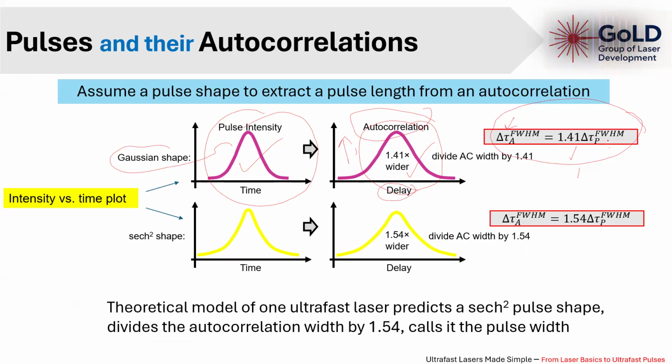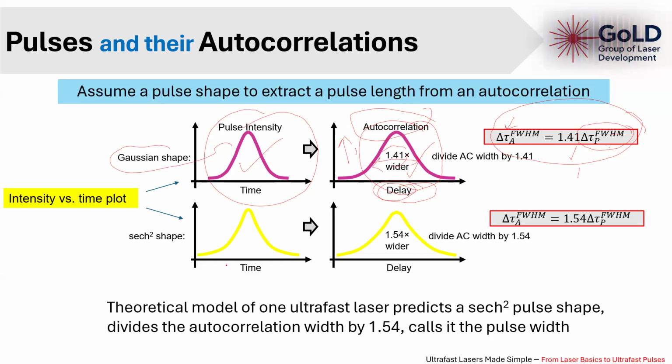Okay, and this one is the full width half maximum of this plot. Take the full width half maximum of this one and multiply by 1.41, so it will give you the value of the delay time, and that would be the pulse duration of the pulse.